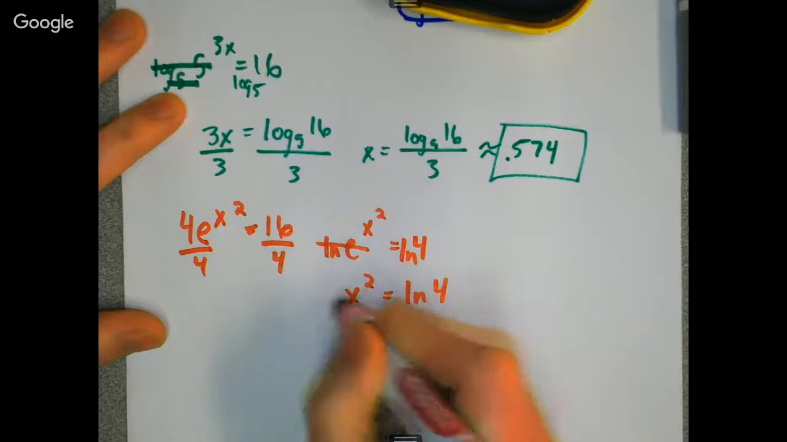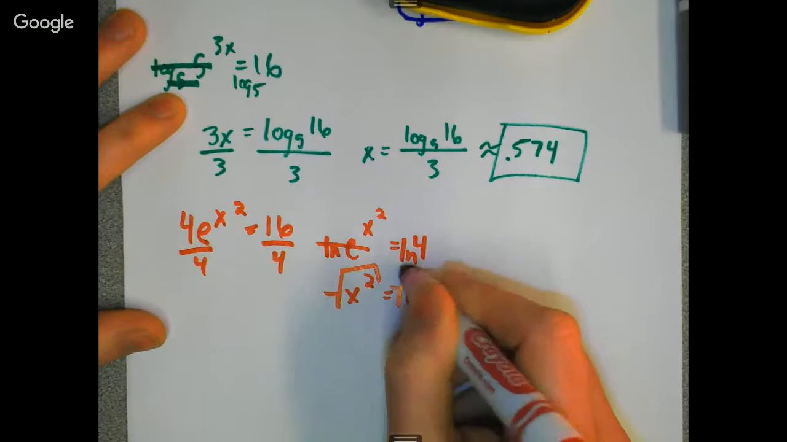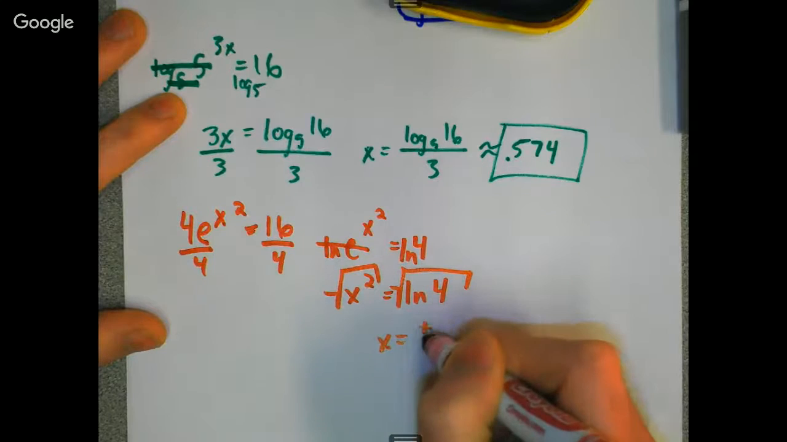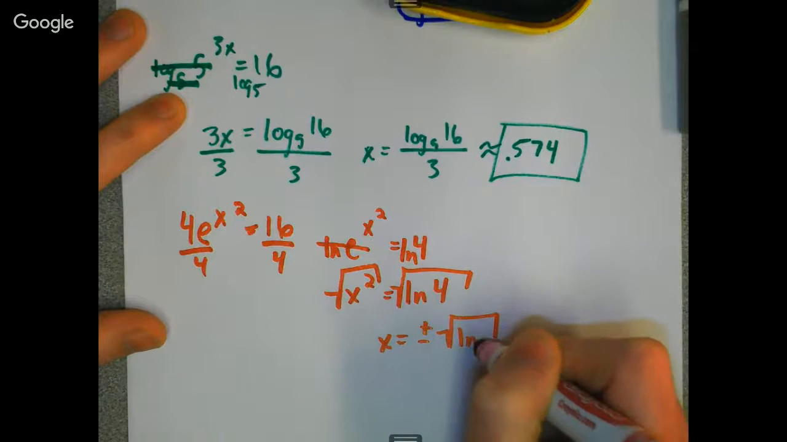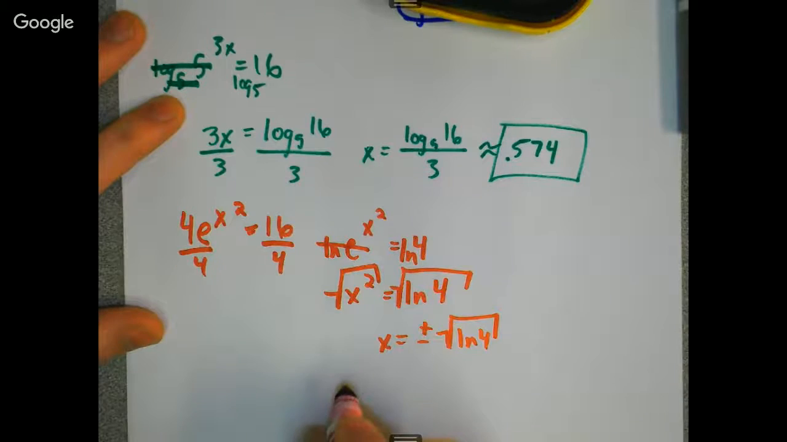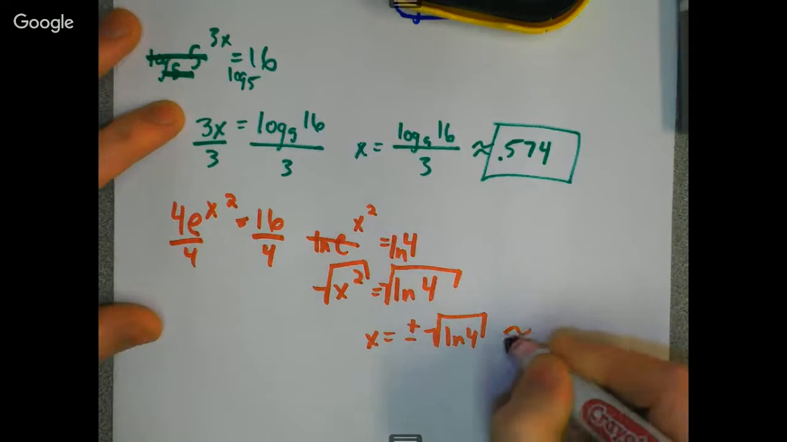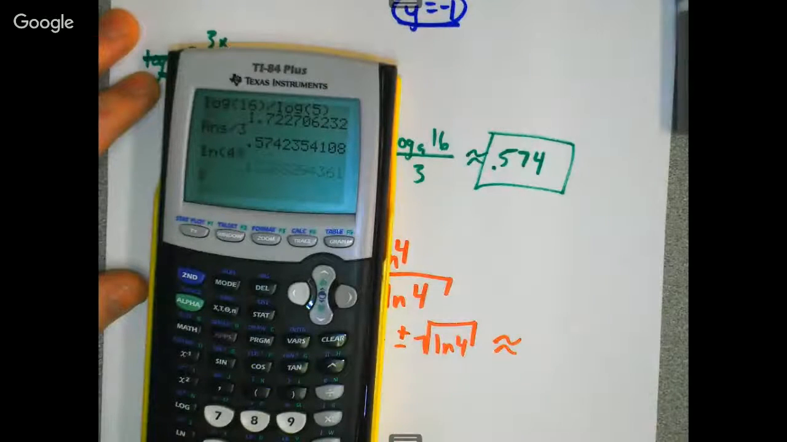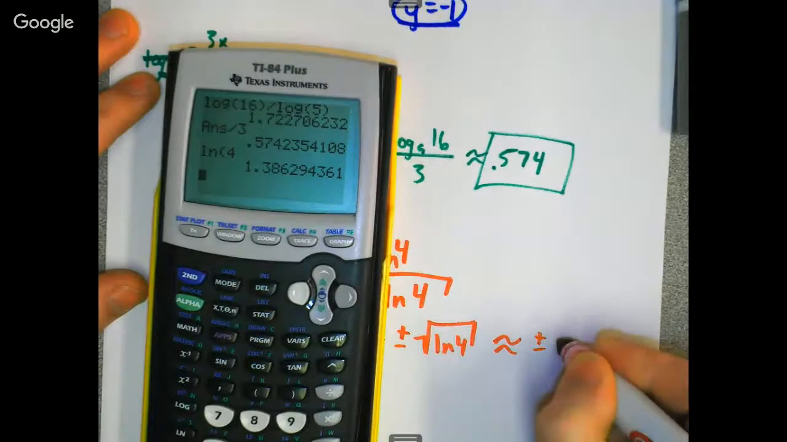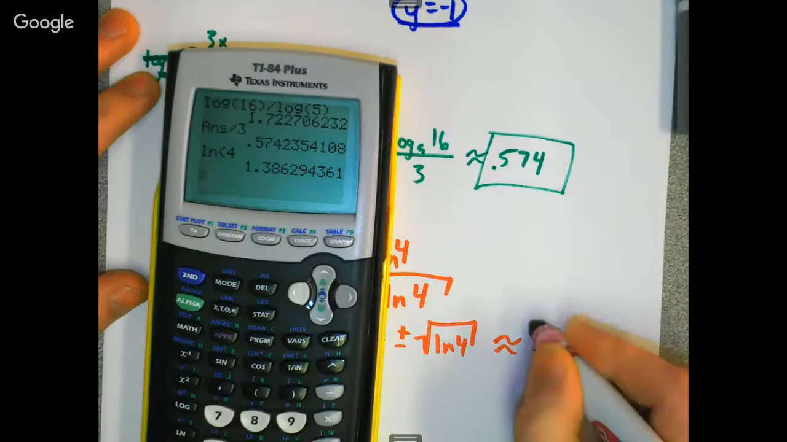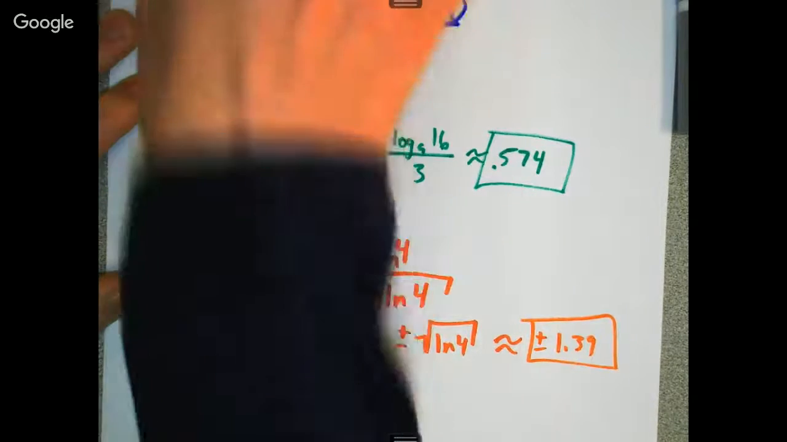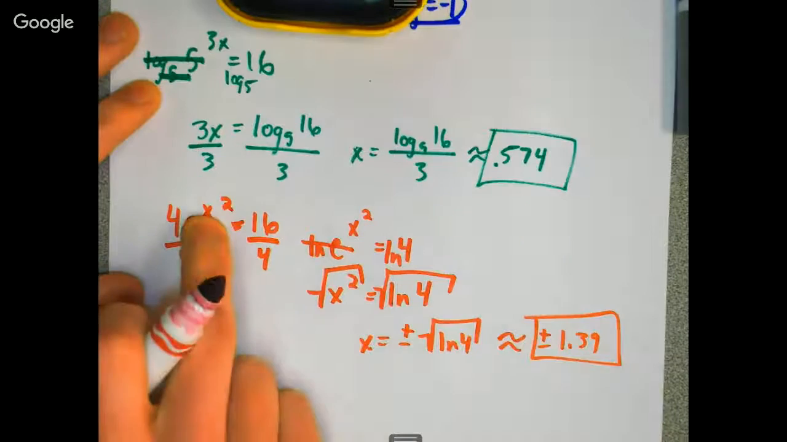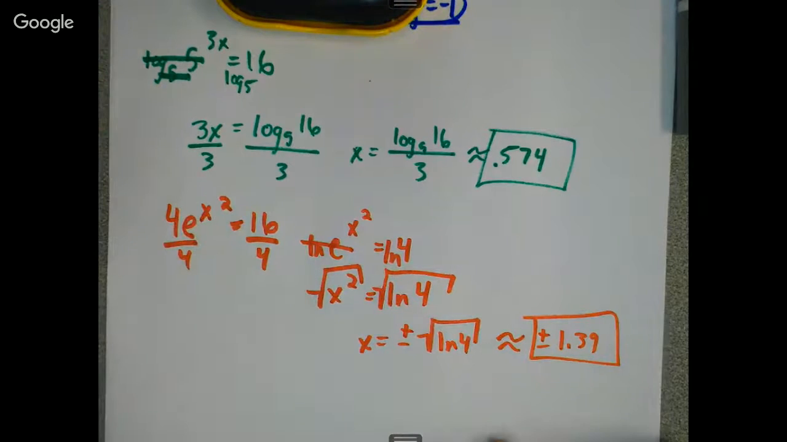Okay. Then we're going to take the square root. And remember, anytime I take the square root, I have to do the plus and minus square root of ln of 4. Which is about, if we do ln of 4, we get plus or minus 1.39 for my answer. And it would be good practice to go ahead and plug that back in and check the solution.